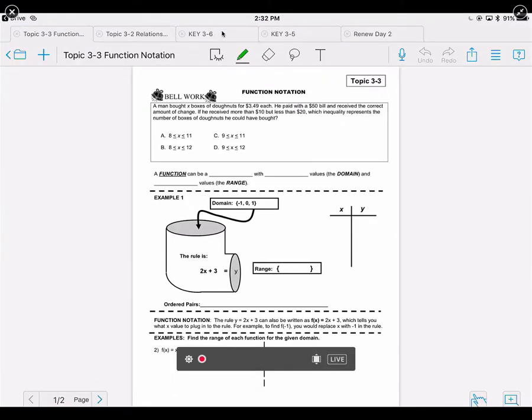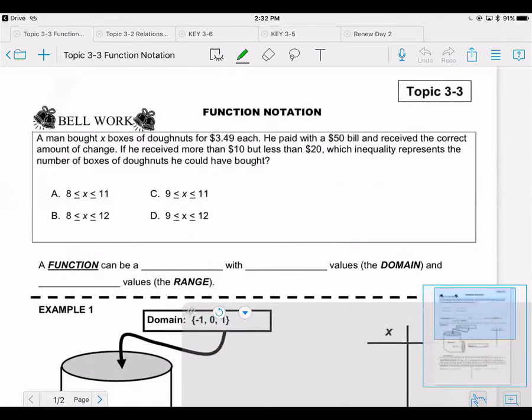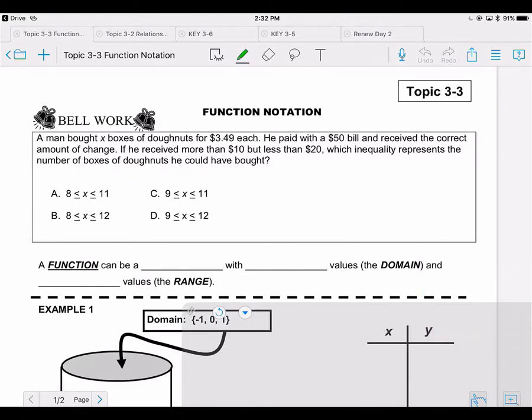This video is topic 3.3 over function notation. For the bell work, we are told that a man bought X boxes of donuts for $3.49 each. He paid with a $50 bill and received the correct amount of change. If he received more than $10 but less than $20, what represents the number of boxes of donuts he could have bought? So this problem is a bit complicated.